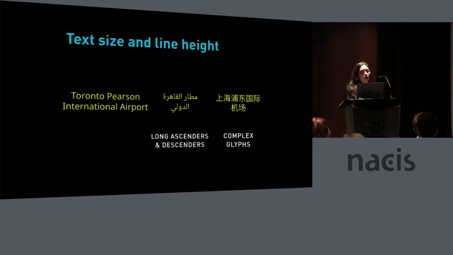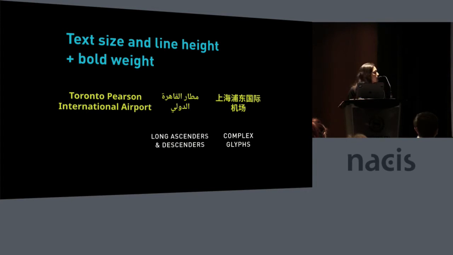If you optimize for Latin, a lot of languages appear too small on a map. This is especially true when using bold weight, because it makes the more complex glyphs even harder to read. And you can see here an adapted version that's a little bit more comfortable to read.